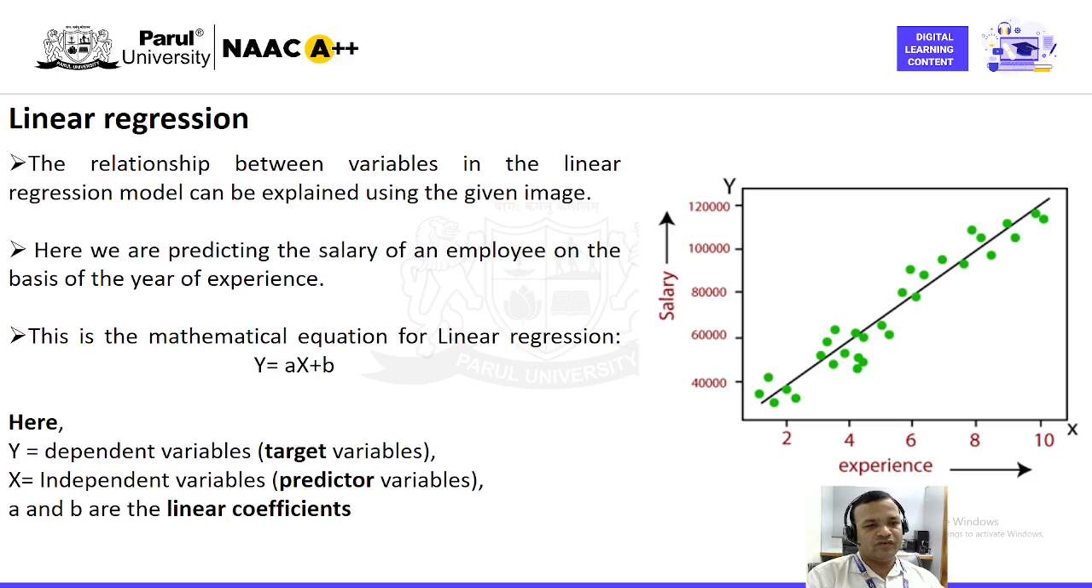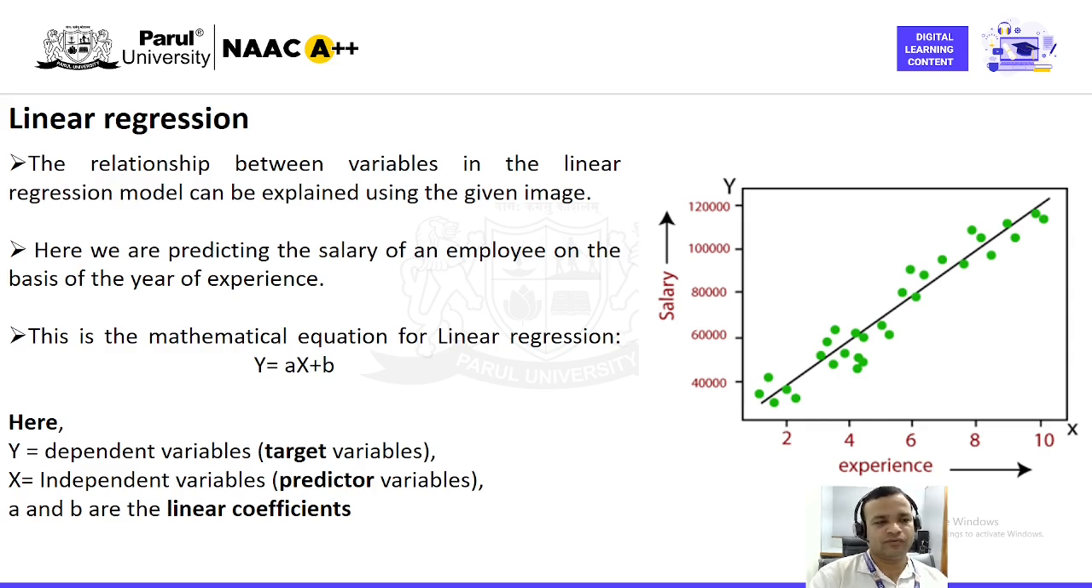The relationship between variables in the linear regression model can be explained using the given image. You can see this picture. X indicates experience and Y indicates salary. So there is one variable, experience, and another, salary. Here we are predicting the salary of an employee on the basis of years of experience.